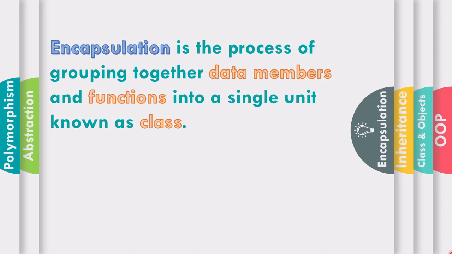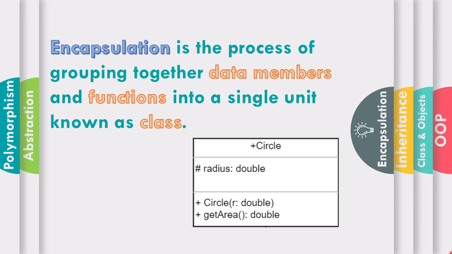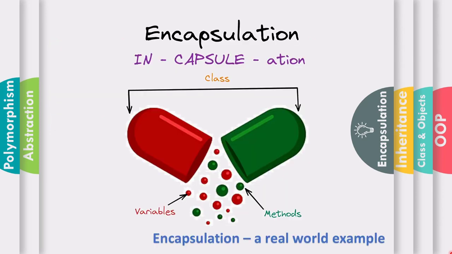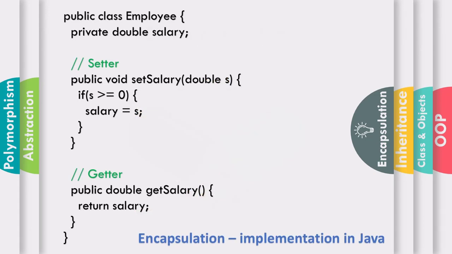Encapsulation is the process of grouping together data members and functions into a single unit known as a class. A real-world example for encapsulation: the variables and methods are inside the capsule. The salary is a private variable which can be accessed through setters and getters. Setters and getters are public methods.